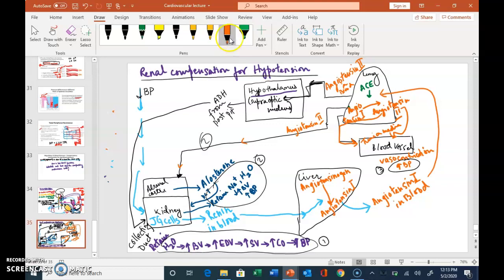I'll just highlight this, like angiotensin 2 works on blood vessel. I've also drawn this arrow here. So angiotensin 2 works on blood vessels, specifically tunica media, which results in vasoconstriction, and vasoconstriction of blood vessels helps to increase blood pressure. So we are done with the renal compensation for hypotension.